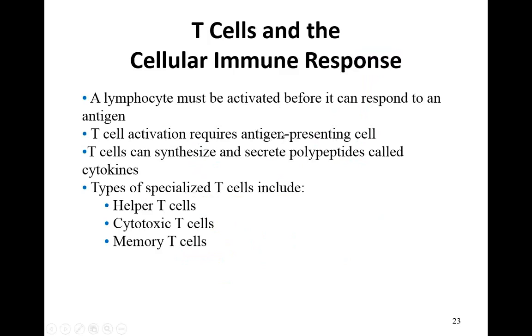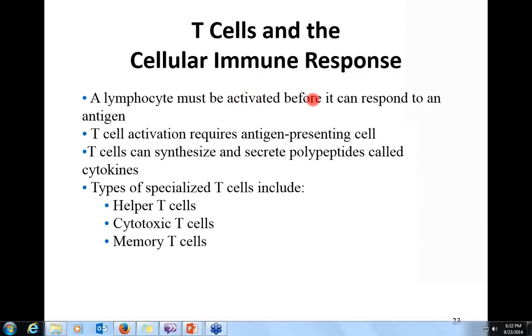So let's talk about T cells and the immune response. And just to repeat myself, you have to activate the T cells. T cell activation requires the antigen presenting cell. Okay. Now, we'll come back to this bullet point in a minute. There are two types of T cells. You have the T helper cells. Again, these produce cytokines and other chemicals that are going to stimulate the cytotoxic T cells. These are the killer T cells, and also the B cells.